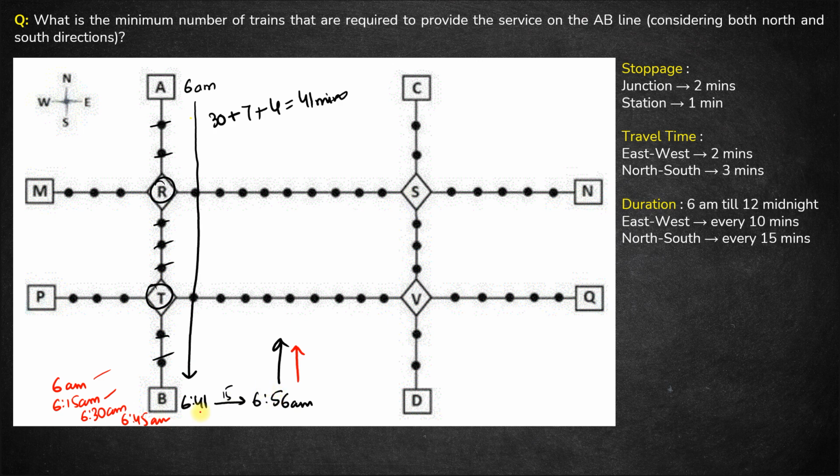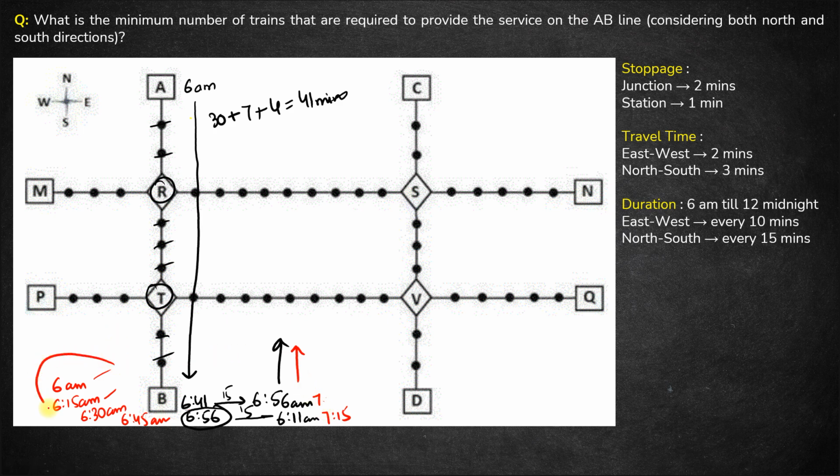At 7:15 a.m. another train, after 6:41 there will be a train coming from A every 15 minutes. So at 6:56 there will be a train coming from B, and this train will wait for 15 minutes. If it waits for 15 minutes, it will wait till 7:11. So at 7:15 this train can leave from B to A. At 7 a.m. this particular train can go from B to A, and this sequence will keep going on.